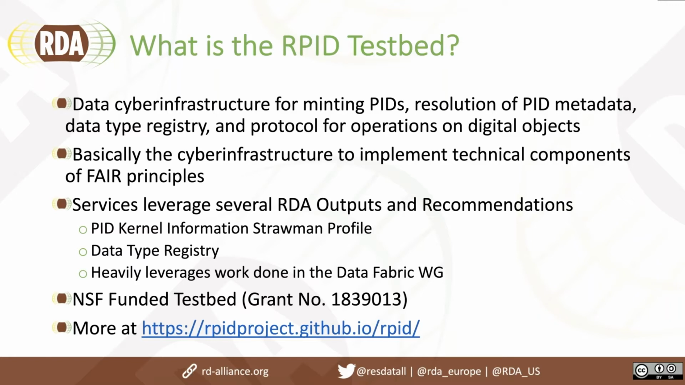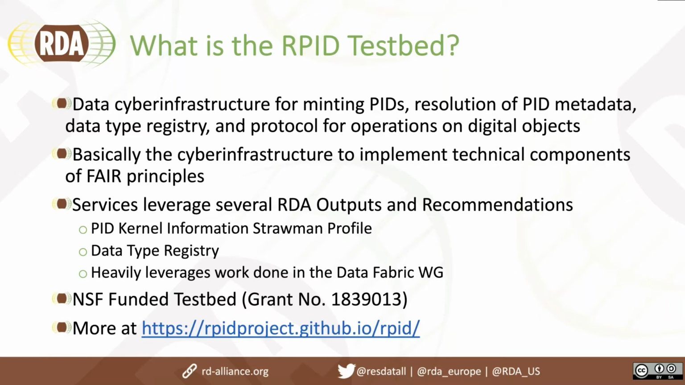The PID Kernel Information Strawman Profile is a profile of metadata captured within the data type registry that basically defines some set of fields that are necessary for the protocol to do the operations. It has some base required metadata profile fields that allow for both the technical locations and the provenance information and such. And this was produced by the PID Kernel Information Group.